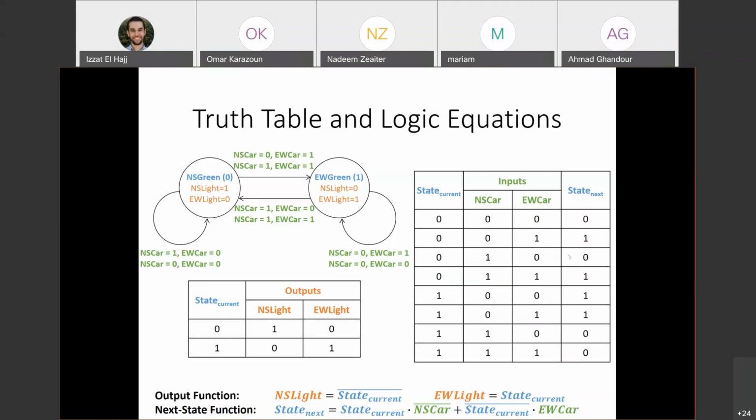Someone's asking, where do I get NS car and EW car from? Yes, I have sensors on my intersection that give me a 1 if there's a car waiting on the road, and give me a 0 if there are no cars on the road. Correct. So that's what my inputs mean.